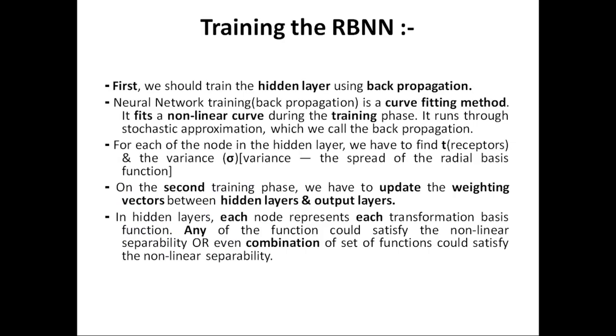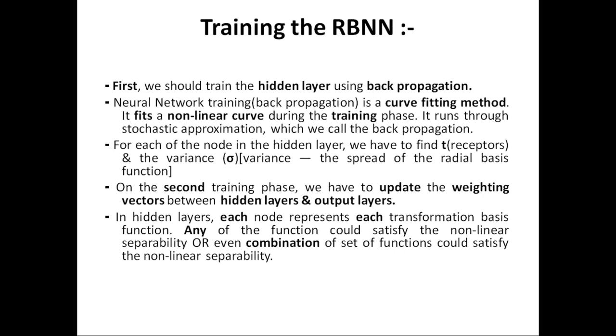Now let us go for the training of this RBFNN. First we should train the hidden layers using backpropagation. Remember, the hidden layers are trained using backpropagation, and neural network training by backpropagation is a curve fitting method, and it fits a nonlinear curve during the training phase. You see, linear means represented by a straight line, y is equal to mx plus c, but it is not necessary that it will always be a straight line. It can be a non-linear curve, and fitting a non-linear curve is the job there. During the training phase we fit a non-linear curve, and it runs through stochastic approximation, which we call backpropagation.